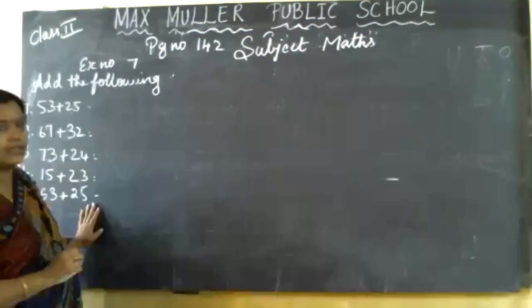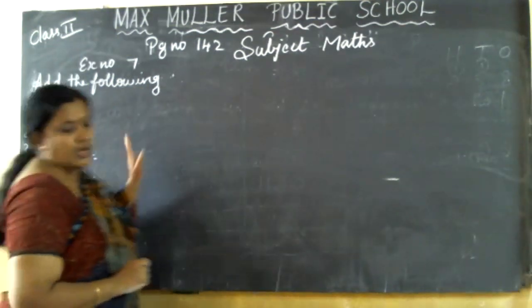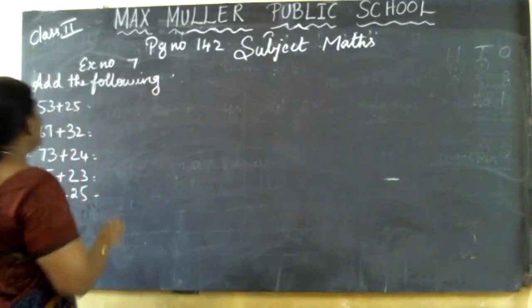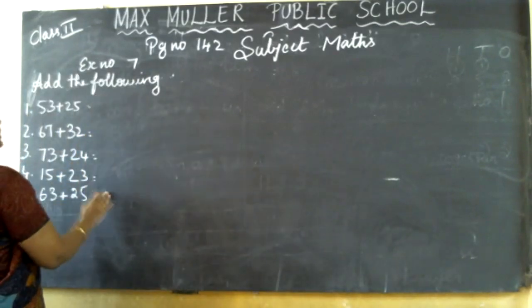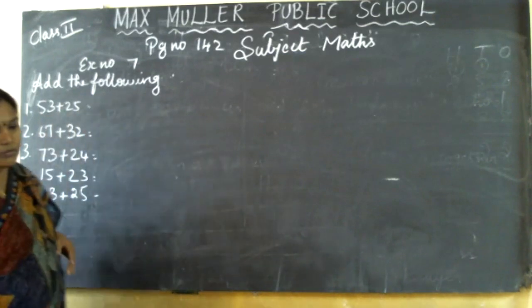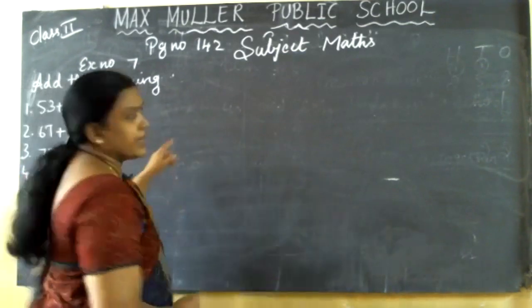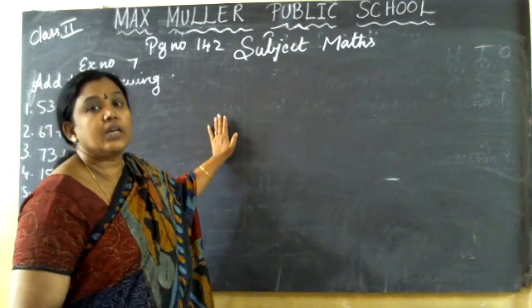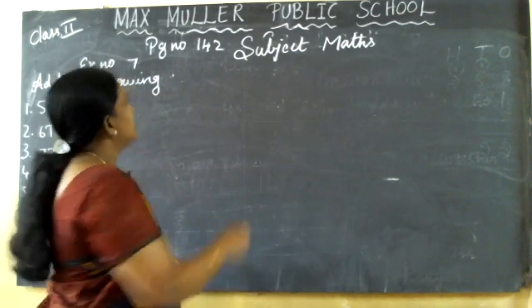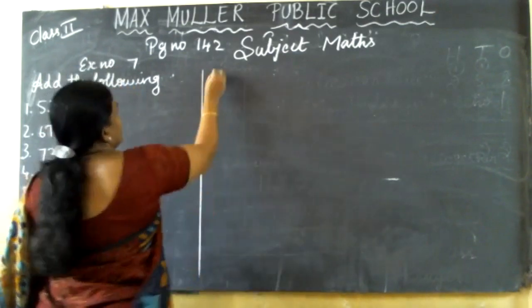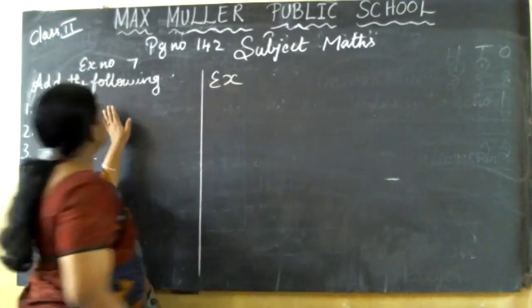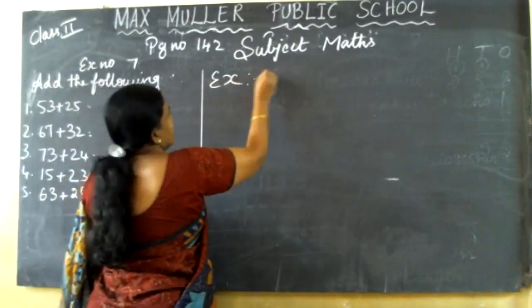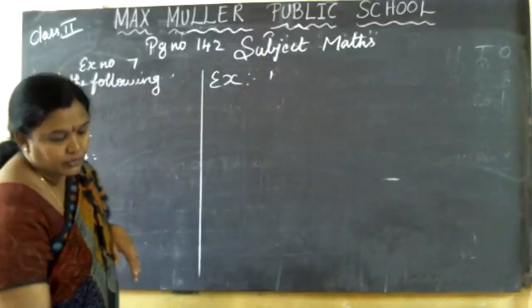Like this only, no children, in the textbook. There is no place to do the addition fast, the long method, in the textbook. So only answers you want to write. 53 plus 25, how much is there? Now, first we will explain the example sum, which you want to write in the rough note. Take your rough note. Before exercise number 7, we will do an example sum. That one you want to write in the rough note.